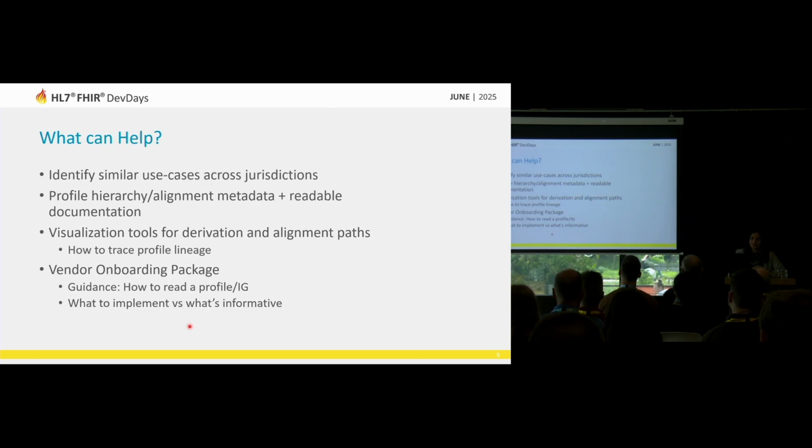What can further help is if we can identify similar use cases across jurisdictions and make it a national guide. This is already happening in Canada, but even from the provincial perspective, we need to ensure that we are all doing that in sync. Another thing is profile hierarchy or alignment metadata, right? We already talked about imposes profile or complies with profile, and obviously the derivation concept, right? So we need to start understanding these concepts and start implementing them. And we also need to start documentation as well, right? We need to ensure that we are reflecting all of that in the profile, but we also need to reflect that in the specification as well.